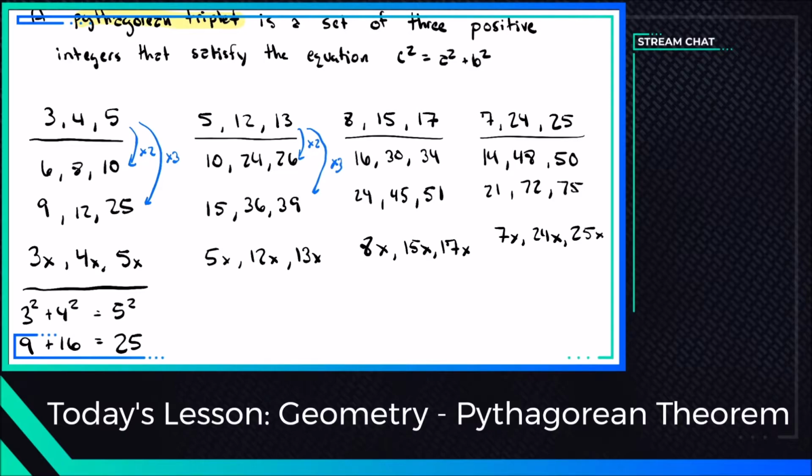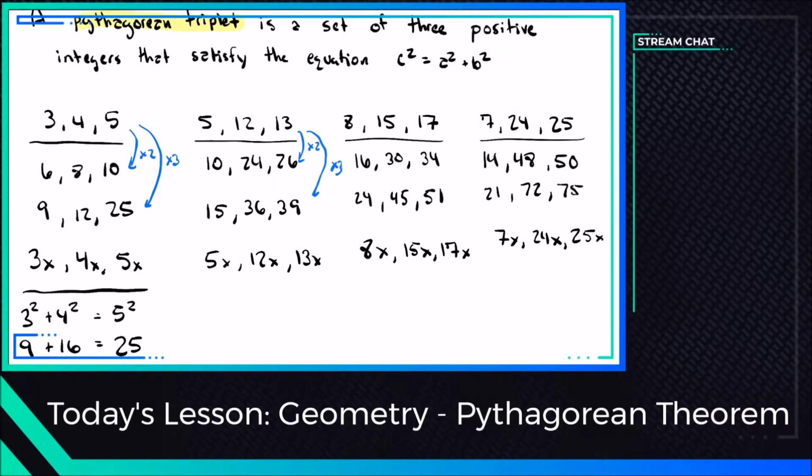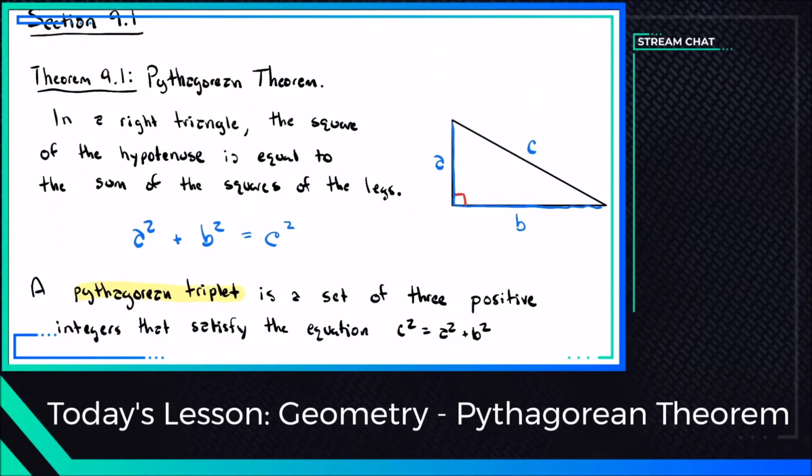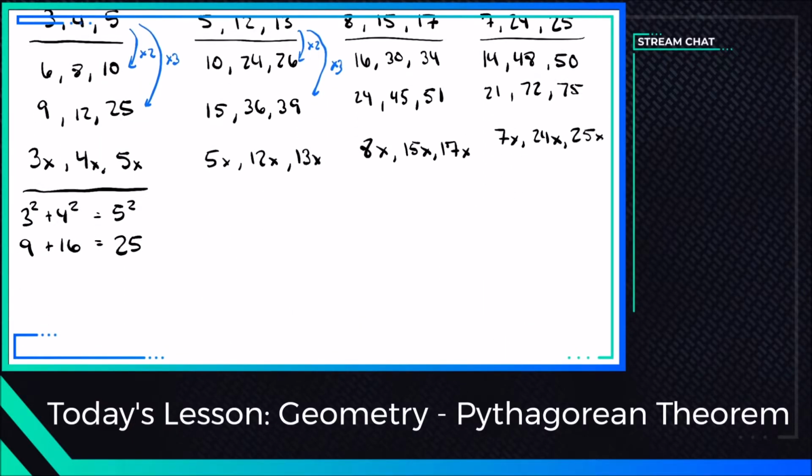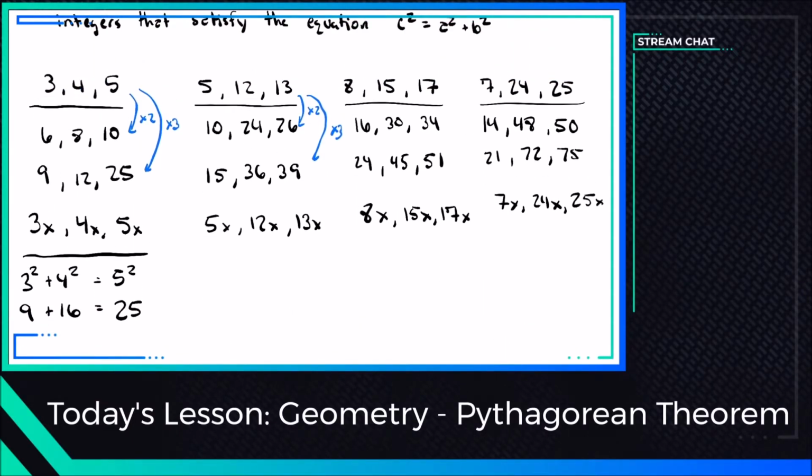And so anytime you see any of these groups of 3 numbers on a triangle, you know that this triangle is a right triangle. That is what the Pythagorean theorem is stating: if you have a right triangle, it satisfies this equation, a squared plus b squared equals c squared. And in each one of these, a and b are your 2 smallest numbers, and c will always be the largest number. C is always the hypotenuse here.